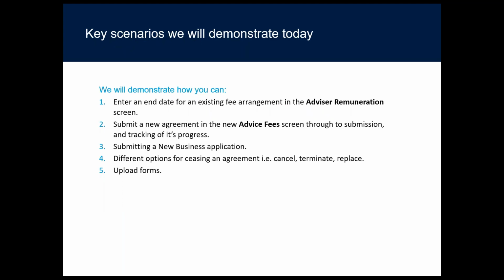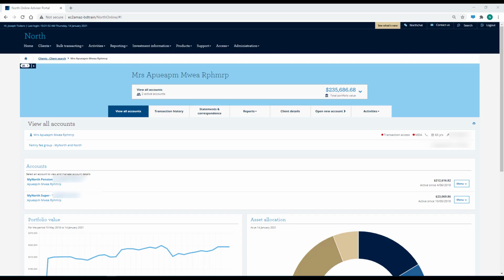So I'm going to walk you through all of these 5 scenarios on North Online, including enter an end date for an existing fee arrangement in the advisor remuneration screen, submit a new agreement in the new advice fee screen through to submission and tracking of its progress, submitting a new business application, and then the different options for ceasing an agreement. So we've got cancel, terminate, and replace. And finally, I'll finish with an enhancement to the upload forms on North Online. So let's get started. We'll jump on to North Online.